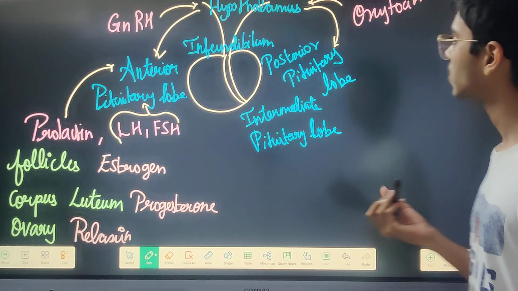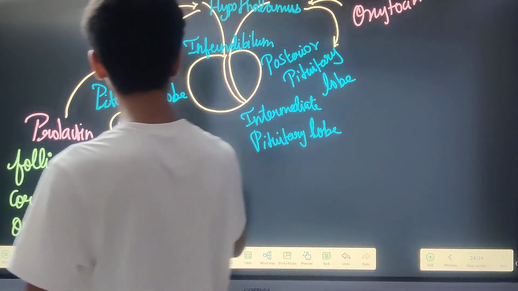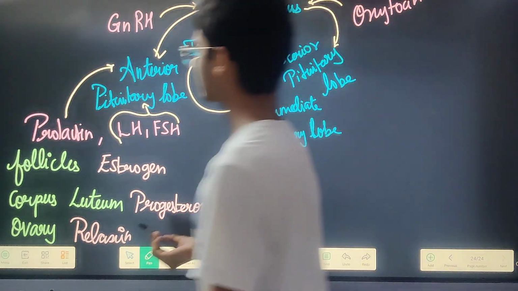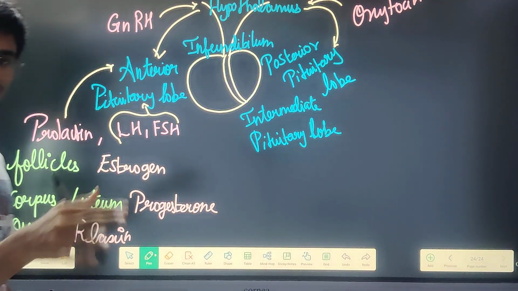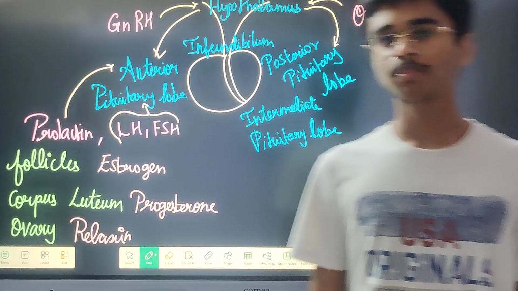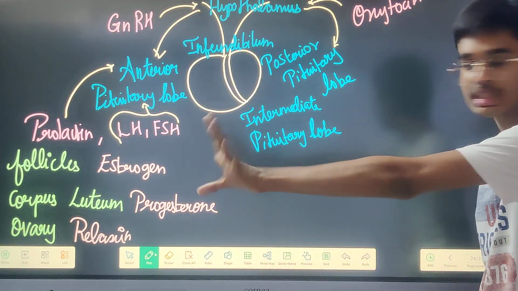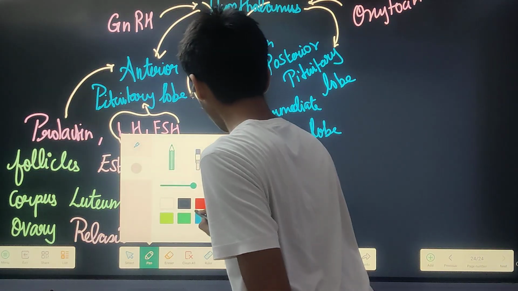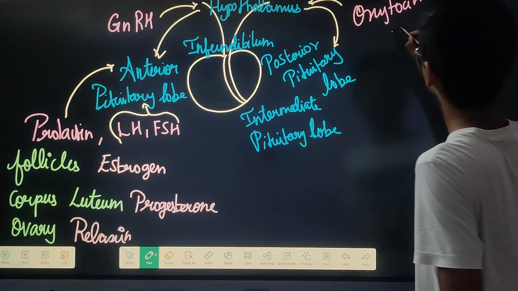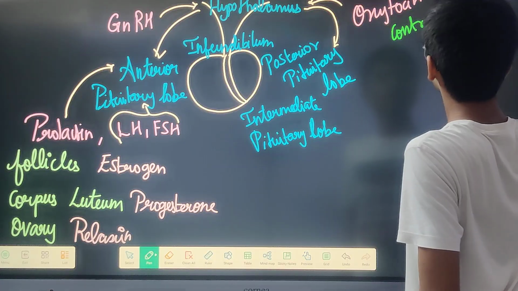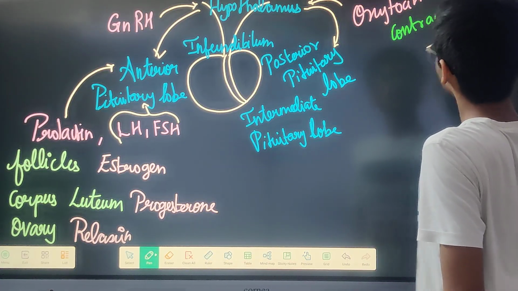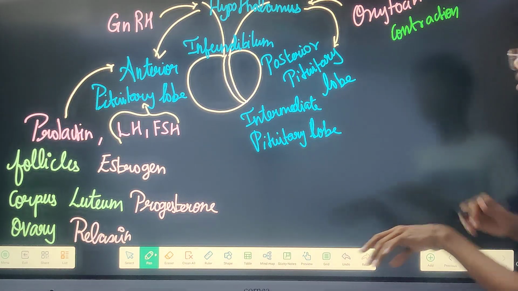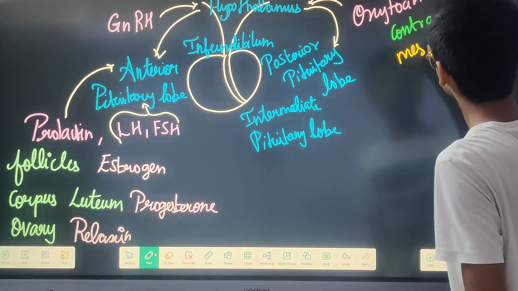Now we'll go to the functions. Already I said the GnRH function, the LH function, the FSH function, as well as prolactin. Prolactin helps in lactation, which is the process of giving milk to the baby. Then other than this, you have oxytocin. Oxytocin will be doing contraction. Where do we need contraction? It acts on the myometrium.